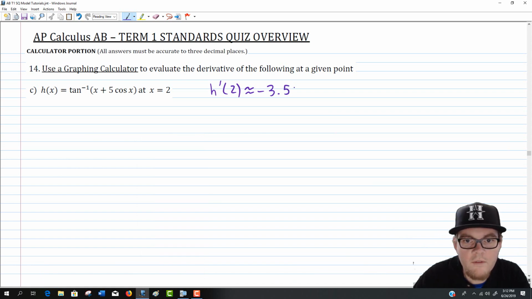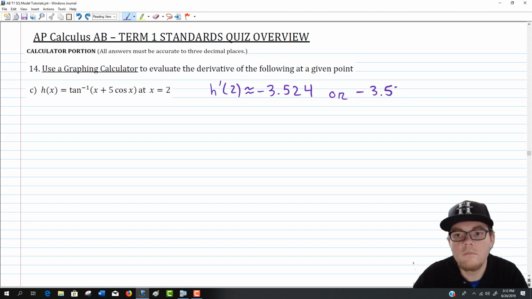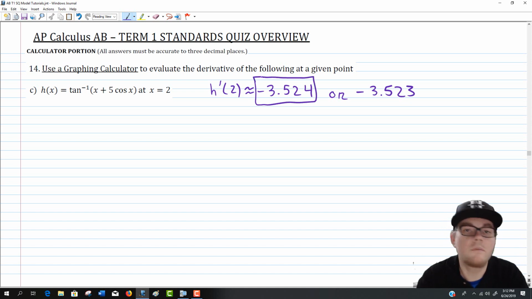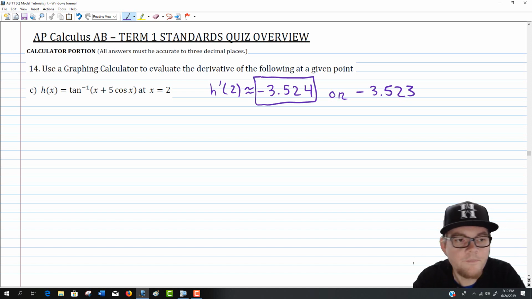Negative 3.524. And of course, we'd accept the truncated version as well. 523. So there is our third example, just kind of a quick one to check yourself on. So that covers the basic skill.